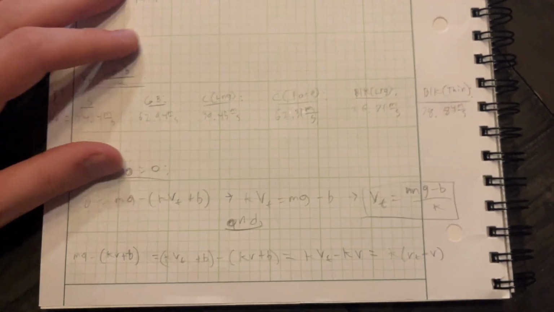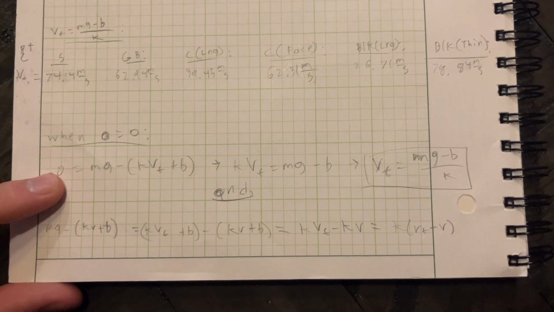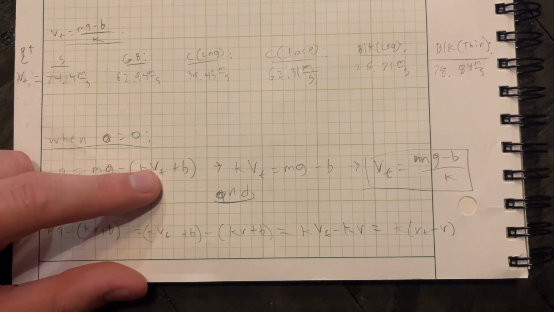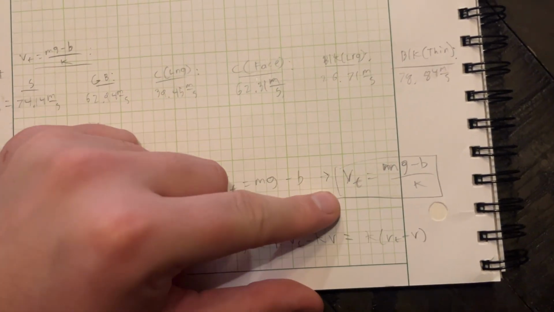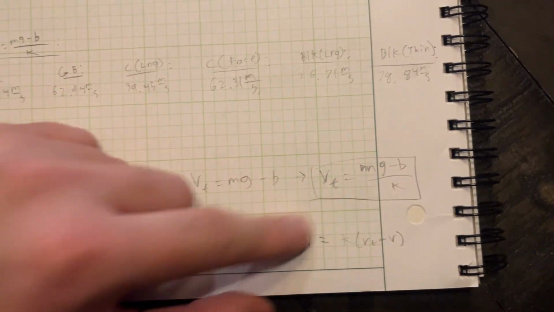So this next page over here is actually the actual values. Part C is pretty straightforward. You can see that when acceleration is 0, going back to my original equation, 0 equals mg minus kvt plus b. Solve for vt, and you get terminal velocity is equal to mass times gravity minus b, over k.